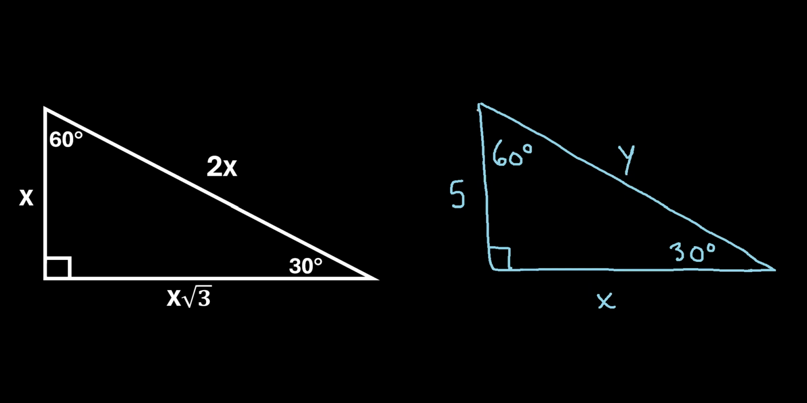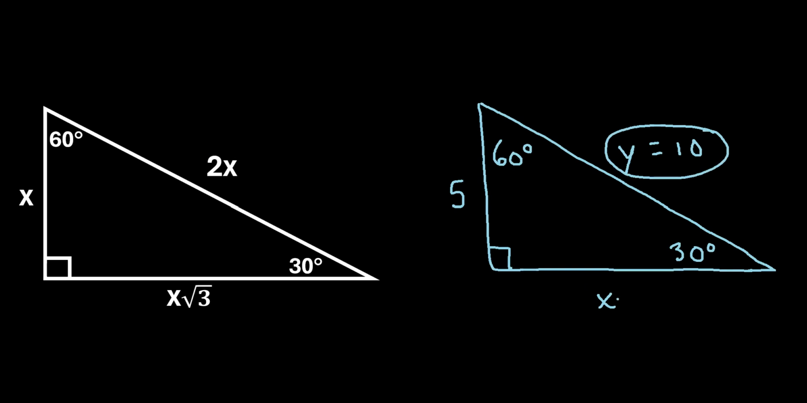Well, we said that the side of the triangle that touches the 60-degree angle, the relationship that it has with the hypotenuse, the longest side, is that we just have to double it. So if this side is x, we just have to multiply it by 2 to get the hypotenuse. So what is 5 times 2? That would just be 10. So we would say y is equal to 10.